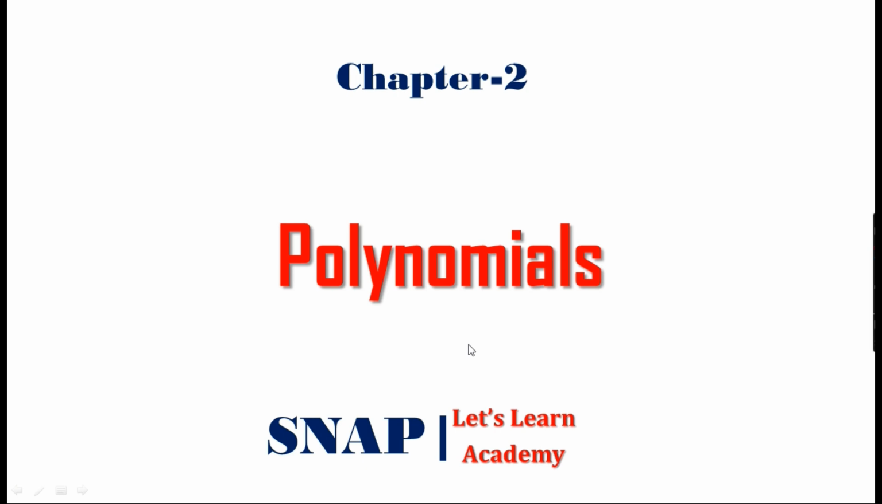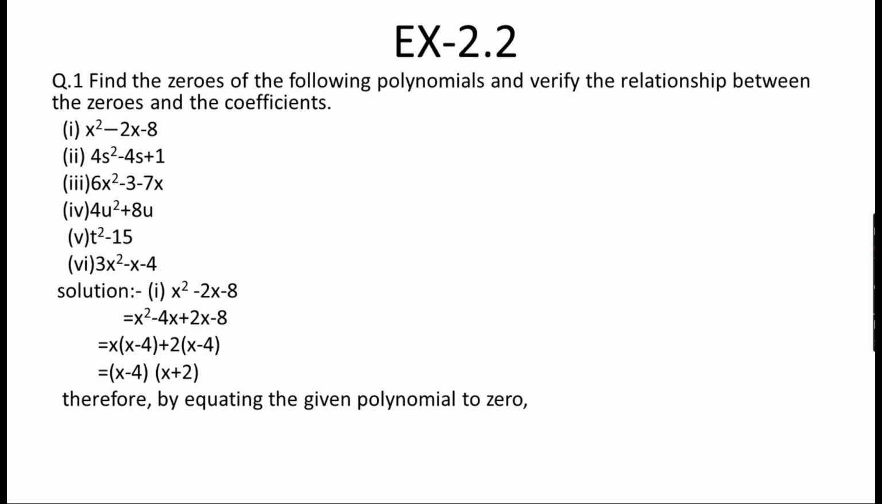Today we are going to learn Chapter 2 Polynomial of NCERT. Let us discuss Exercise 2.2 of NCERT. Question number 1. Find the number of zeros of the polynomial and verify the relationship between the zeros and the coefficients. Let us take the first part of it.